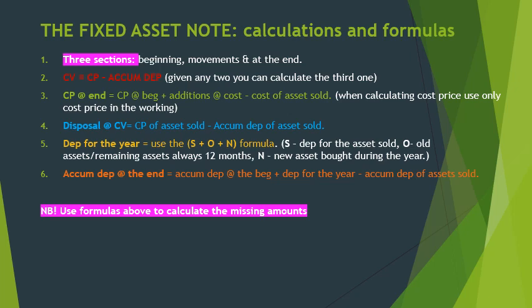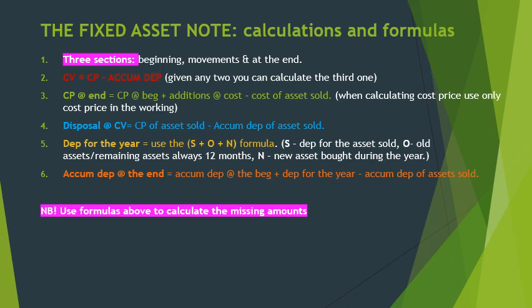Then how to calculate disposal at carrying value? As long as it is carrying value, the same formula will be used: cost price of assets sold minus accumulated depreciation of assets sold. This accumulated depreciation will be until the date the asset is sold. If it is sold during the year, you need to add part of or the fraction of the year's depreciation to the accumulated depreciation of that asset. Depreciation for the year.